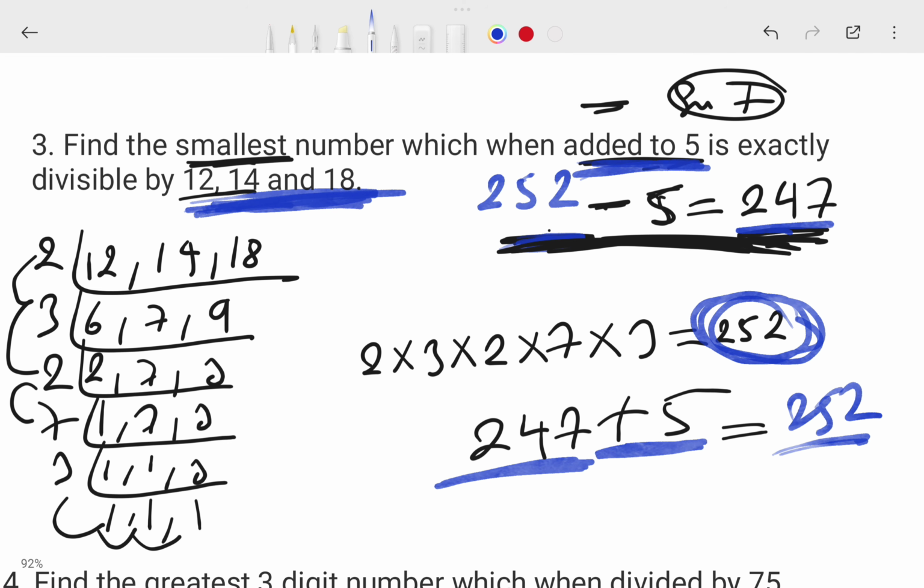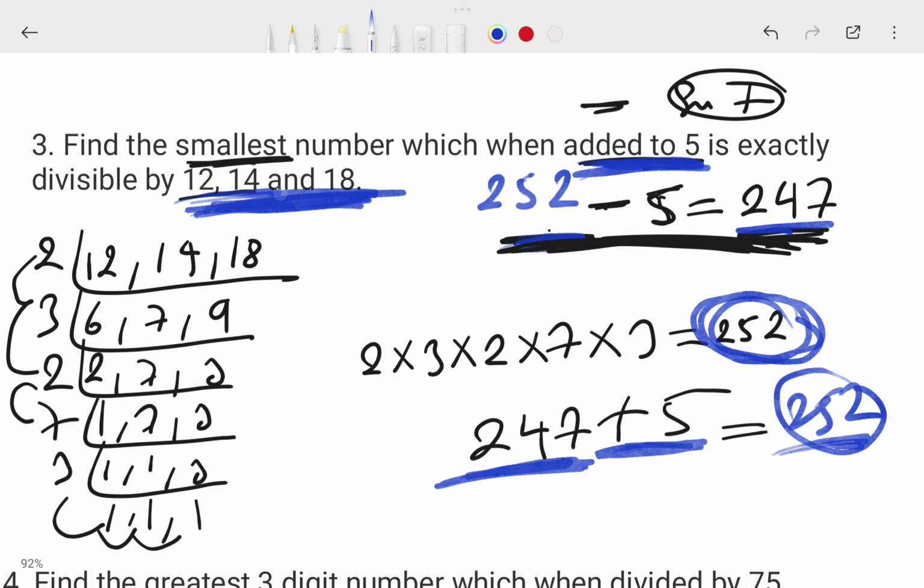Here it is telling you to add a smallest number. If you add a smallest number, then you have to add 5 on that. If you add 5 on that, then this number is going to be exactly divisible by these numbers. So I take a small number, I add 5 to this, and that is going to be 254.